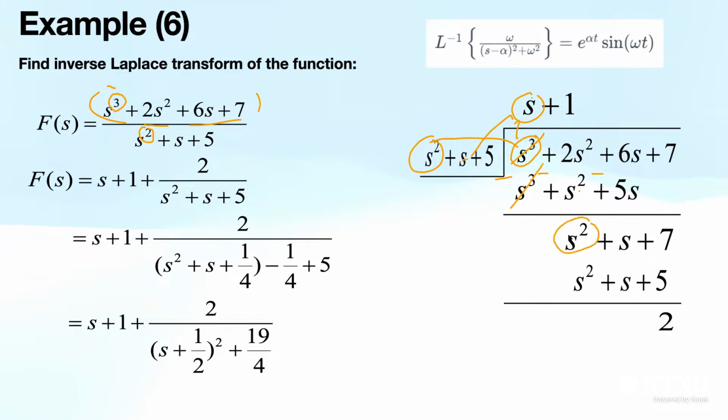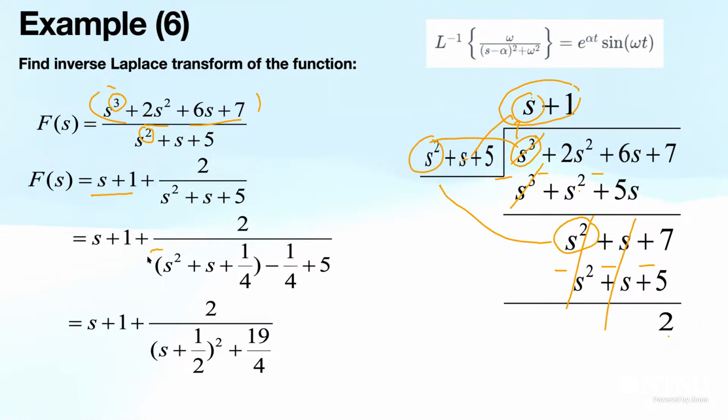So we will divide s squared by s squared. It would be plus 1. Do multiplication one more time, so it will be s squared plus s plus 5. Change the sign and take summation. This part will cancel each other. So we will have here 7 minus 5, which will be 2. So in this case, we can say that F of s equals s plus 1 plus the remainder, so it will be s plus 1 plus 2 divided by s squared plus s plus 5.